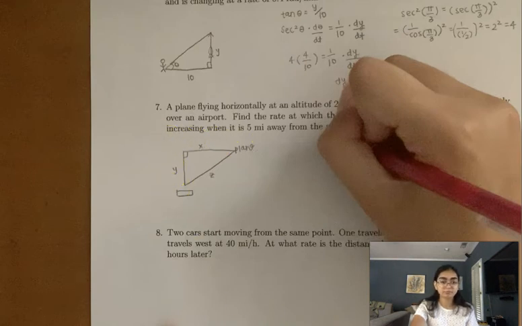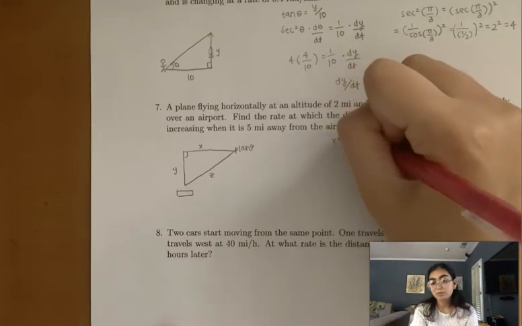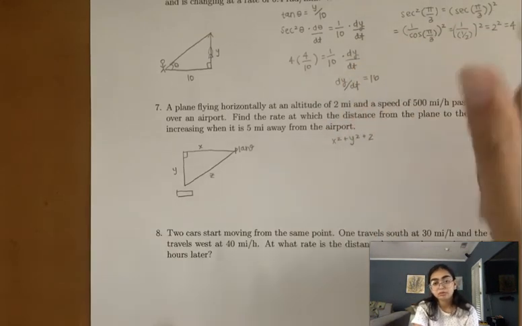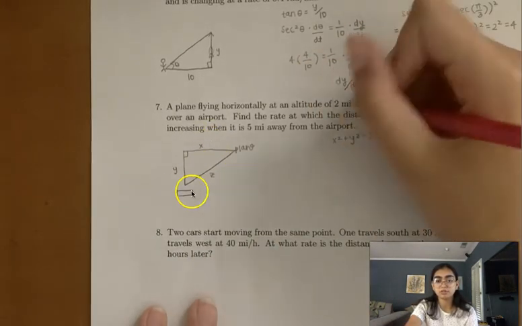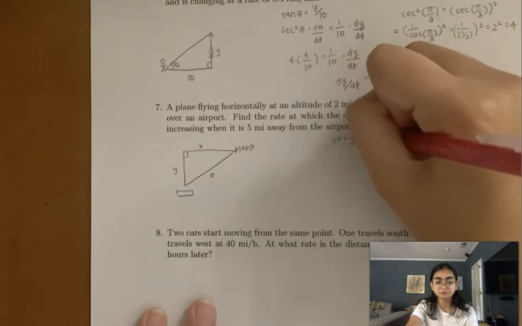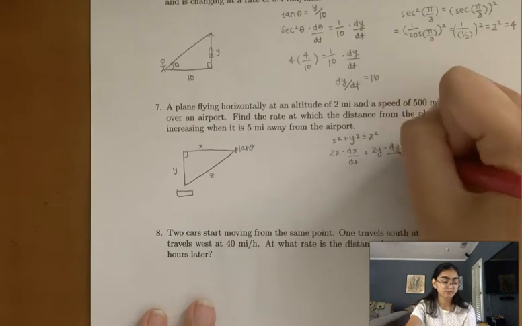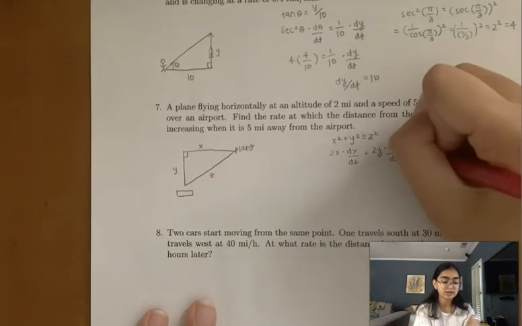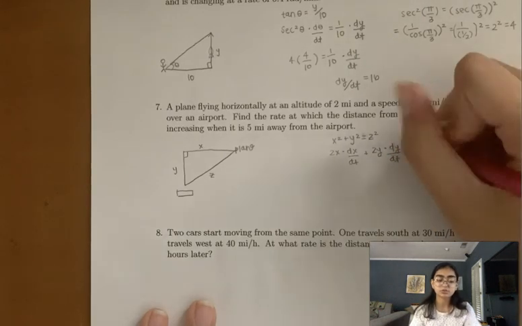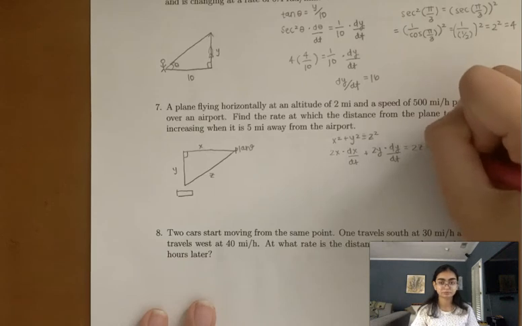Okay, so this means that we're going to do the Pythagorean theorem because we're trying to find the rate of z, and we have all the side values. So this is going to be the same derivative from number 5, 2x times dx over dt plus 2y times dy over dt equals 2z times dz over dt. That's the derivative. So now we're going to plug in.